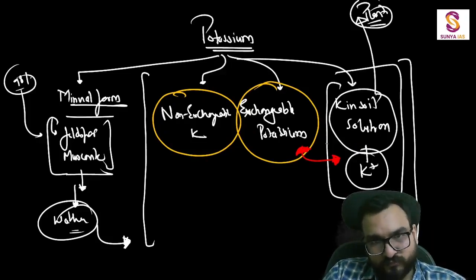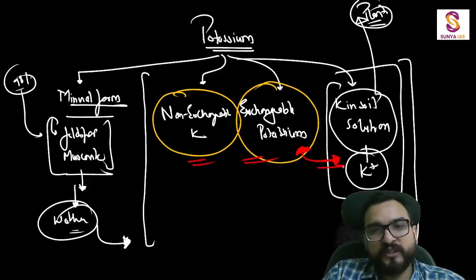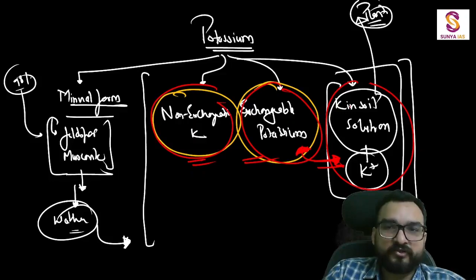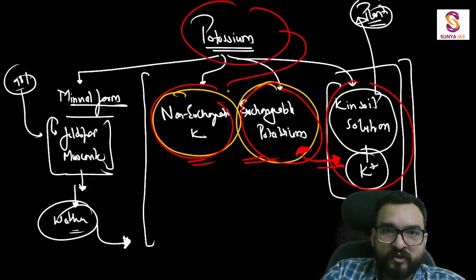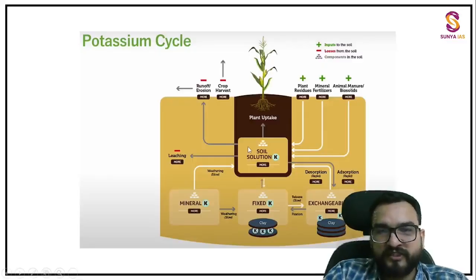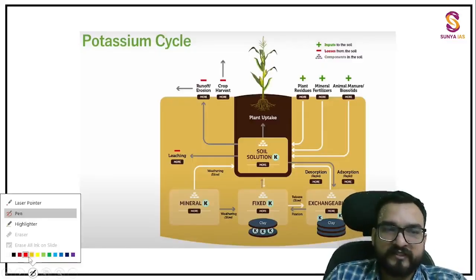Understanding, guys? So these three forms you try to understand first of all: non-exchangeable, exchangeable, and potassium in soil solution. Whenever we talk about potassium, your mind should say exchangeable and non-exchangeable we should talk about. Okay? Now see this beautiful diagram over here and you will understand everything.